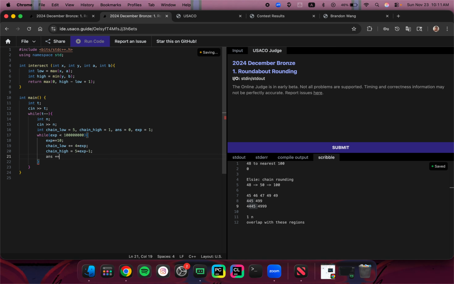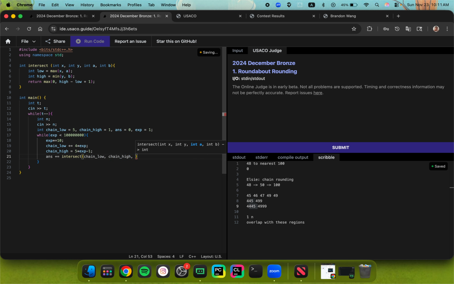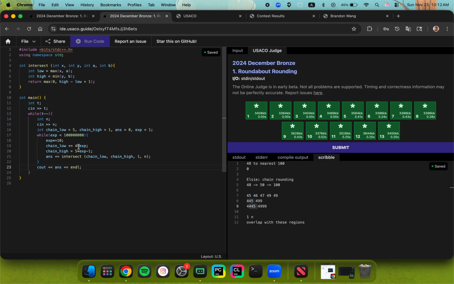And then ans plus equals intersect of chain low, chain high, 1, and n. And then in the end you print ans. Let's try to run this. You can see that it works on all the test cases.